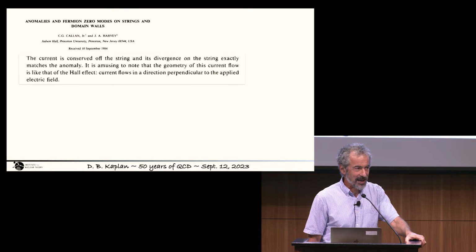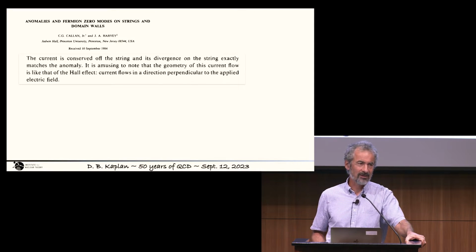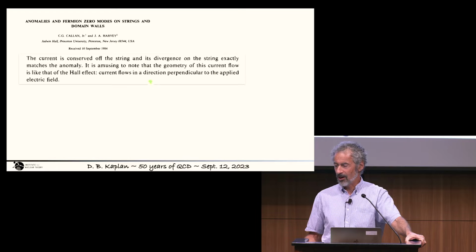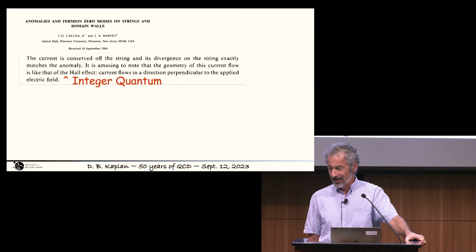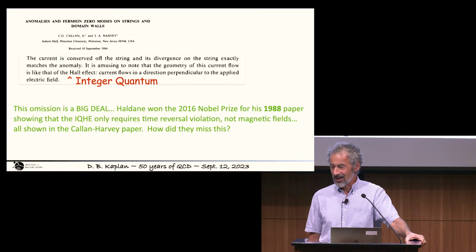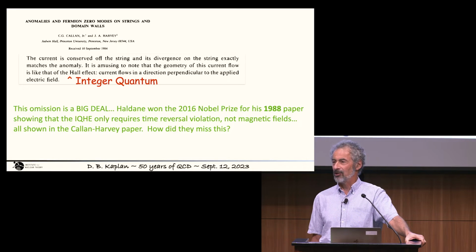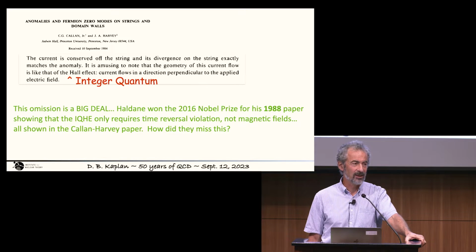So you go back to the Callan-Harvey paper and ask, did they know they were talking about the quantum Hall effect? And you look through it and you find one mention, and it says, "It is amusing to note that the geometry of this current flow is like that of the Hall effect. Current flows in a direction perpendicular to the applied electric field." It's missing two critical words, integer quantum Hall effect, and this is a big deal because 4 years later, Duncan Haldane wrote the first paper that showed you could get the integer quantum Hall effect without a magnetic field. This was not known to condensed matter physicists, and it won him the Nobel Prize.